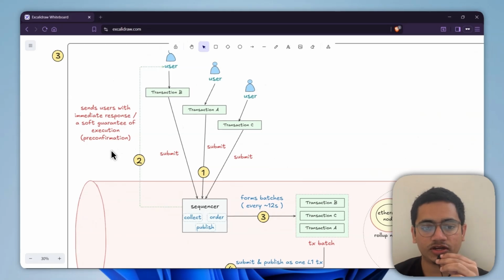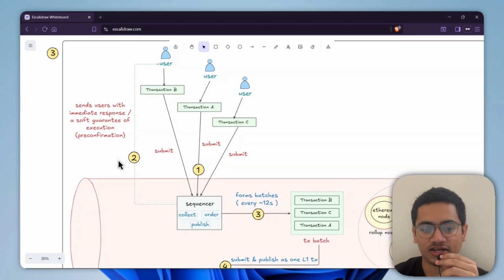For instance, you can consider this an example of you going to a restaurant. You order something and the waiter says, hey, your order is received and the food is being prepared. We will deliver it to you after it's done. So the kitchen in this sense is the Ethereum layer 1, right? So that's step 2.